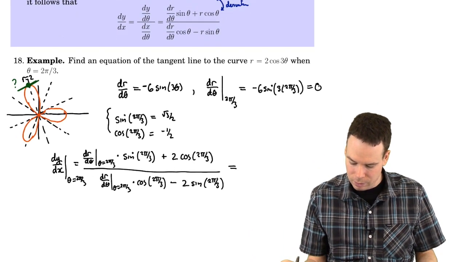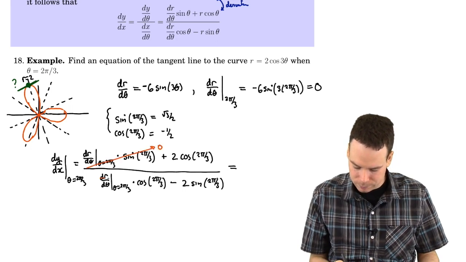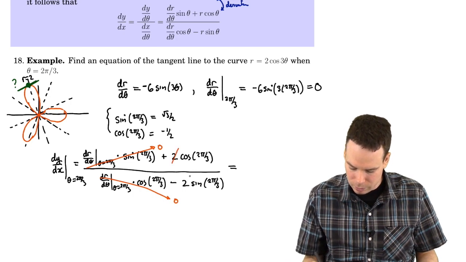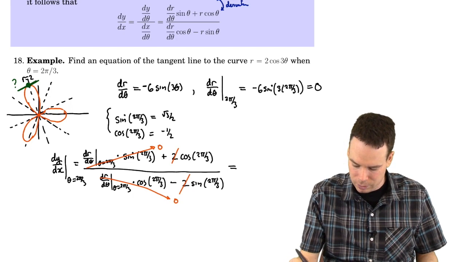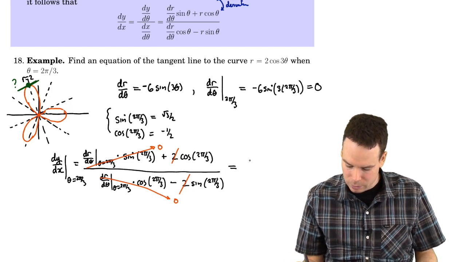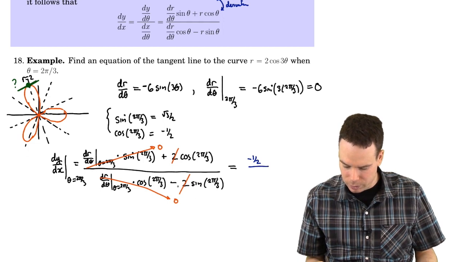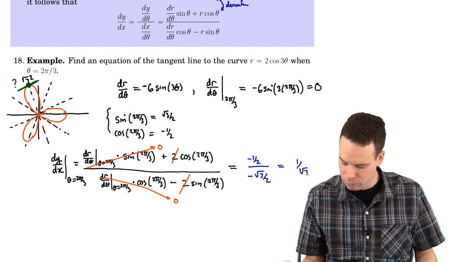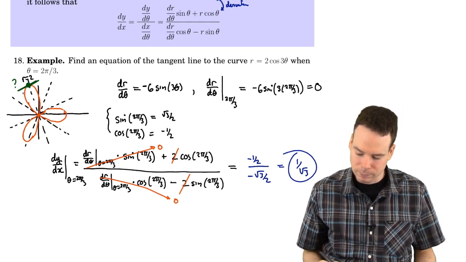What's dr d theta? That was 0, so a lot of this stuff goes away. That's 0. That's 0. 2's cancel off. I get a cos 2 pi by 3 over a negative sine 2 pi by 3. So a cos, that's a -1/2, divided by the negative sine, so it's a negative root 3 over 2, so it's 1 over root 3. So there's our derivative. That's the slope of that tangent line.